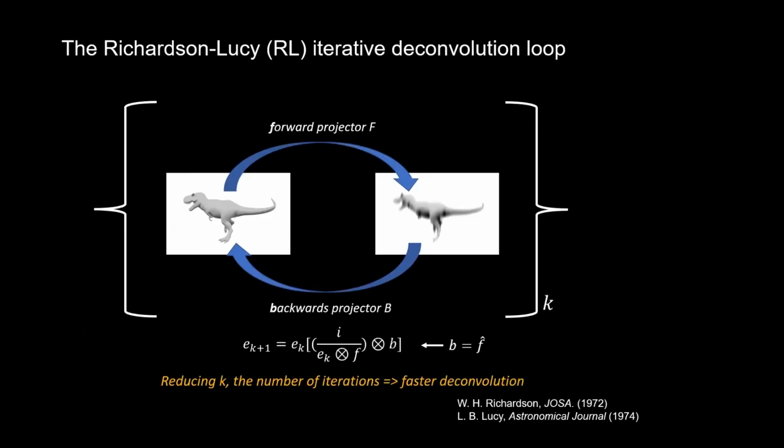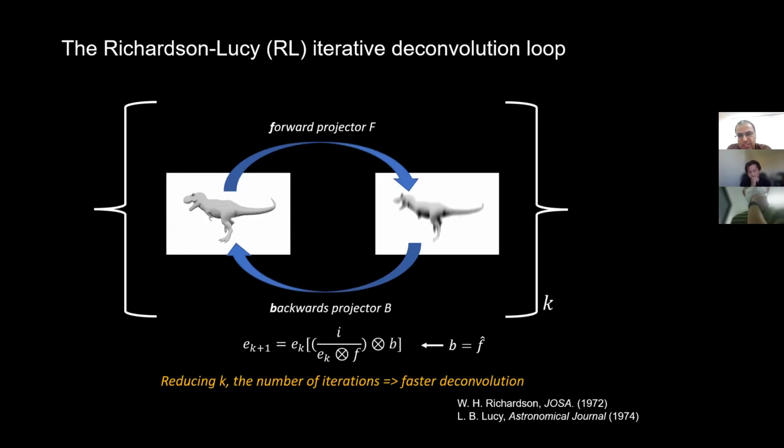So it's useful to go back to basics and think about how deconvolution works. Here I'm showing you a classic iterative deconvolution algorithm invented by the astronomers Richardson and Lucy back in the 70s. But this method is still very powerful, and it's still used today by us and by many others.